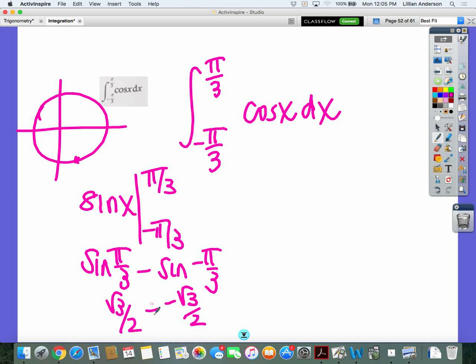So, 2 negatives make a positive. So when you add them together, 2 root 3 over 2, which is just root 3.